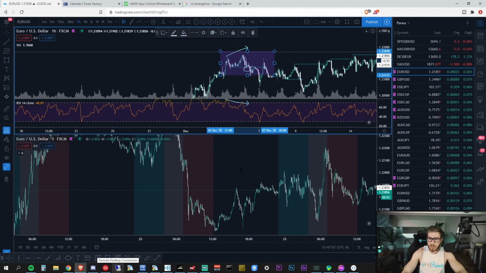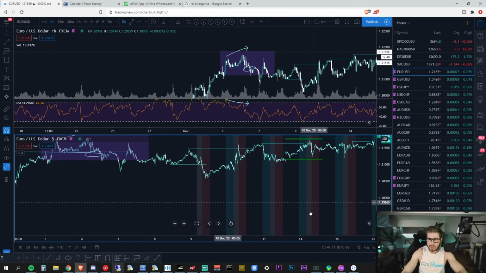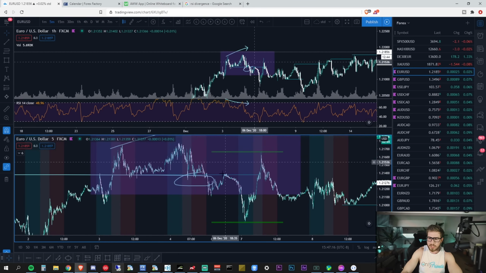Let's put a purple box there so I can just find it on a lower time frame. I like to use 5 minute as entry. Mind you, I don't use RSI divergence. This is just a beginner strategy, right? So what we've clearly seen is we've really shown weakness in the market here.